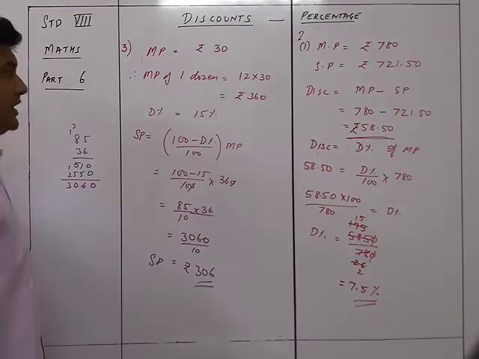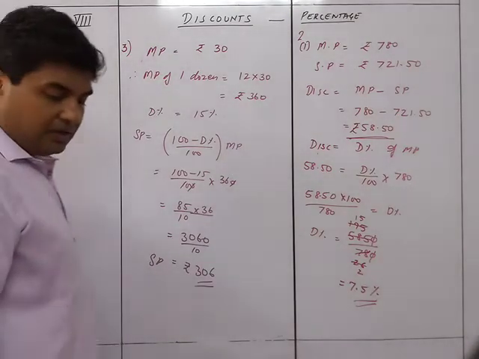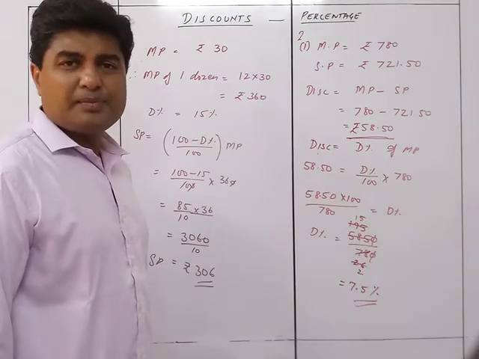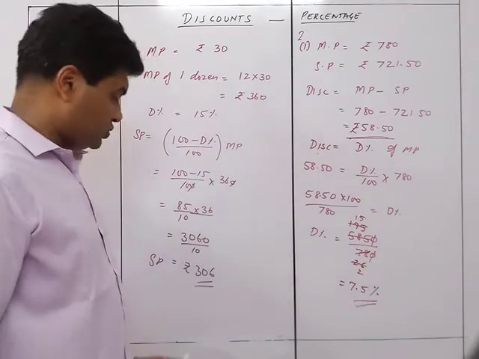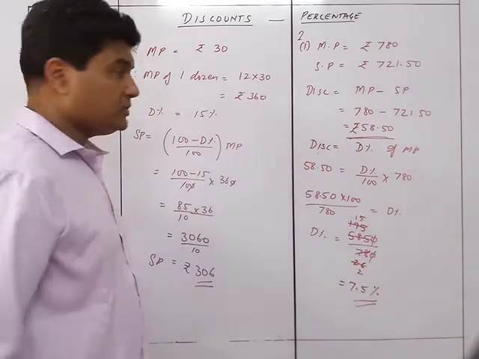We now move on to sum number 5. Okay, are we clear? They are very simple sums. There is nothing as such to be worried about. They are very clear and easy sums.